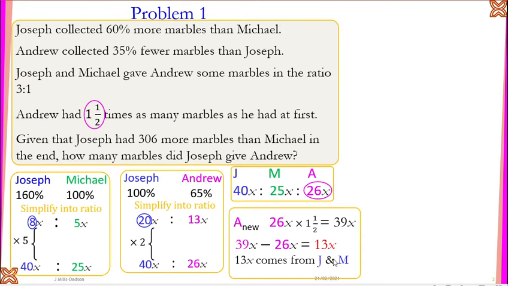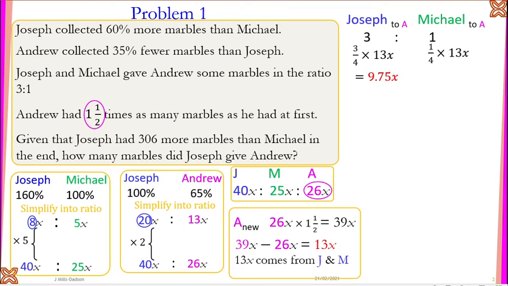and they also contributed 13x based upon the ratio. So Joseph gave 3 parts of 13x and Michael gave 1 part of 13x. So let's use this ratio to see the contribution from Joseph and Michael. Joseph gave 3/4, and Michael gave a quarter. So 3/4 of 13x and Michael a quarter of 13x. That works out to be 9.75x for Joseph, and Michael is 3.25x.